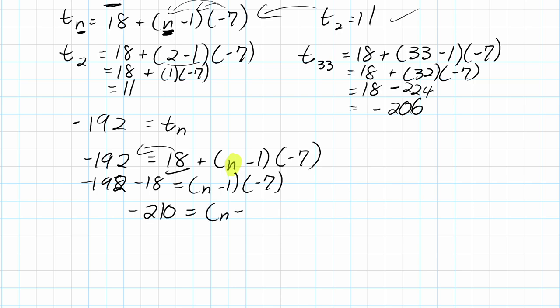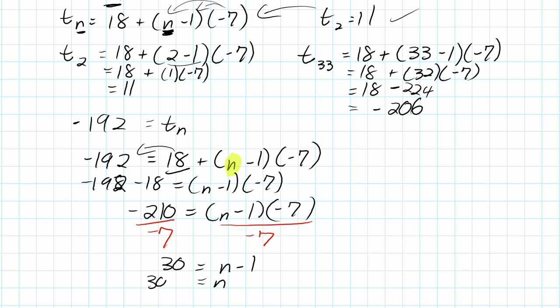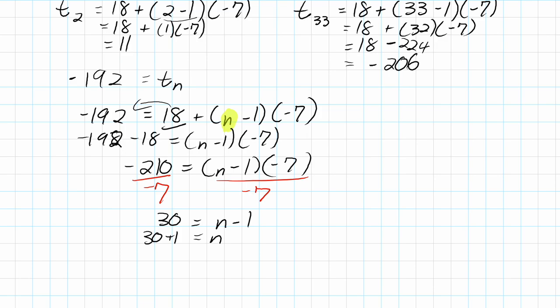Well, maybe I've miscalculated this number, have I? I hope not. Oh, no, I haven't. To get this -7 to the other side, we're going to divide both sides by -7. When we do that, we end up with n minus 1 here. Over here, we end up with 30. Negative 210 divided by -7 happens to be 30. So that means our n value is equal to 30 plus 1. And our n number is 31.